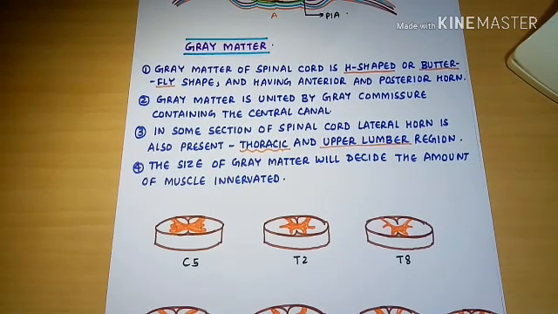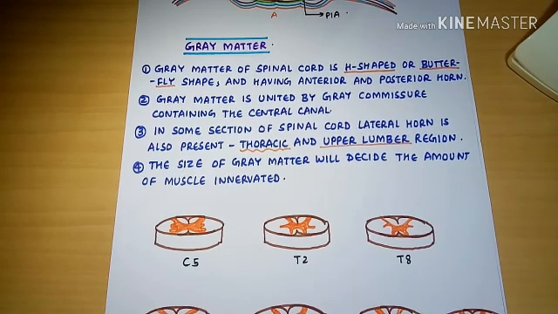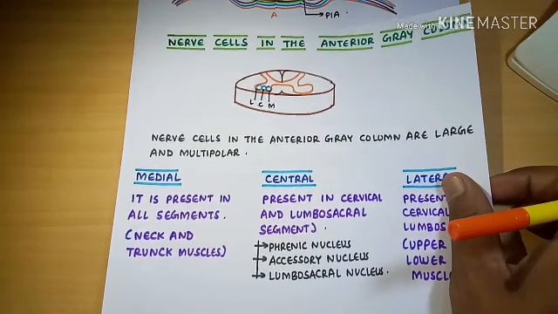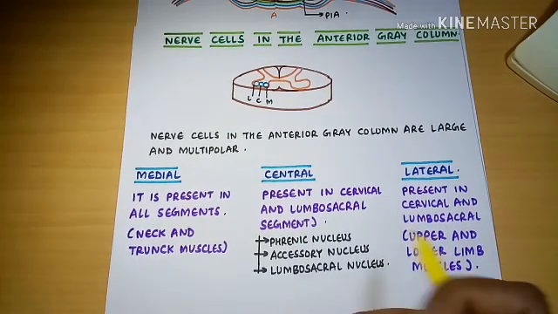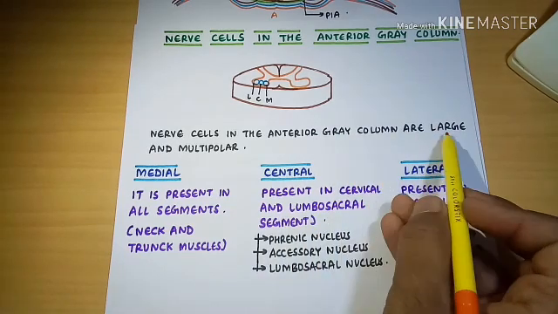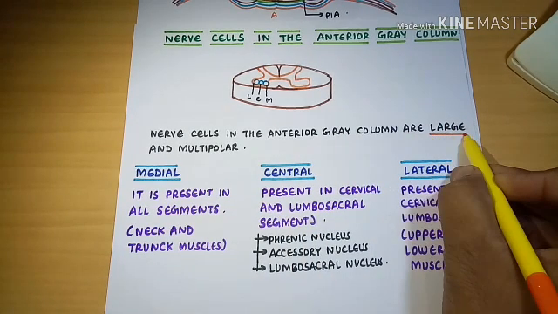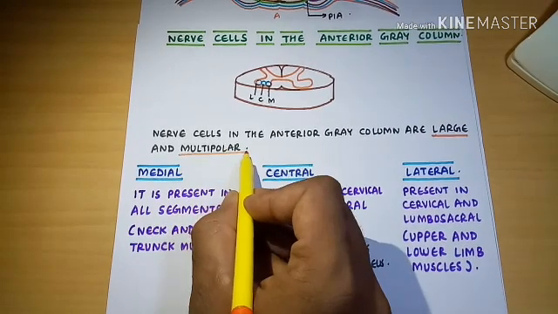We have to remember that there is an anterior gray column, a posterior gray column, and in some places the lateral gray column is also present. The anterior gray column is motor in function, whereas the posterior gray column is sensory in function, isn't it? Numerous nerve cells are present in the anterior and posterior gray columns. Today we will be studying the nerve cells in the anterior gray column. There are mainly 3 types of nerve cells present in the anterior gray column. These nerve cells are large and multipolar.